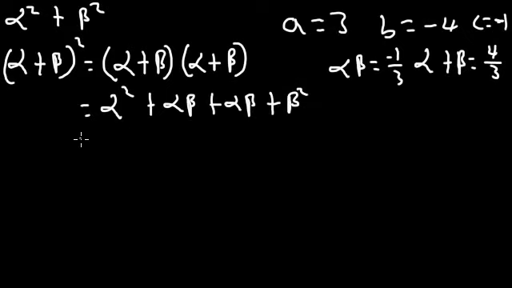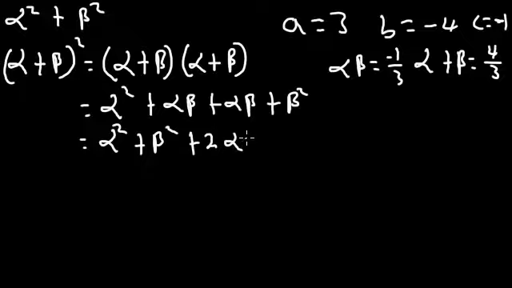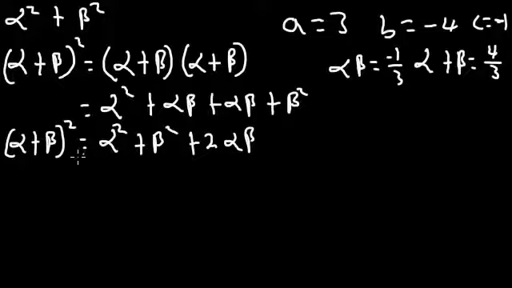So now we can rearrange. These are like terms, so they can be added. So we have alpha squared. Instead, I would like to bring this first, plus beta squared. Then adding this up, we have plus 2 alpha beta. And don't forget, it still equals alpha plus beta all squared.